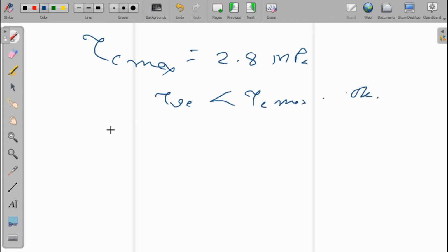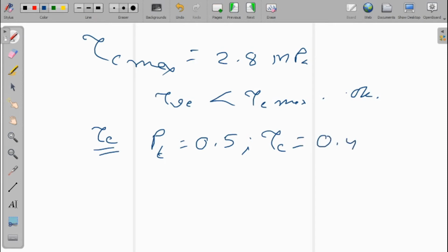Now we have to compare this tau Ve with what? With tau c. Now how to calculate tau c? To calculate tau c, we need to know the percentage of reinforcement. Since we do not know initially what is the percentage of reinforcement, we have to do some kind of assumption. Let us assume that the percentage of reinforcement here is 0.5. We will start with 0.5% reinforcement. For 0.5 percent, if we refer to table number 19, the value of tau c we can calculate as 0.48.